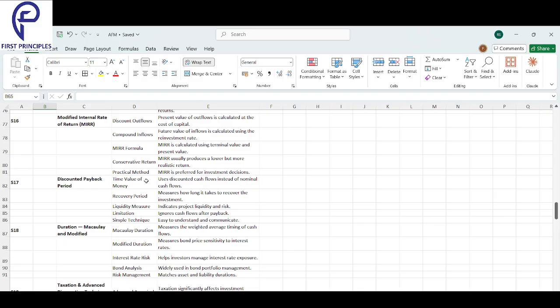Firstly, it takes all the cash flows to present value today. What it does is it takes the present value of outflows, calculated at the cost of capital. What do you mean by that? Discount cash flows.